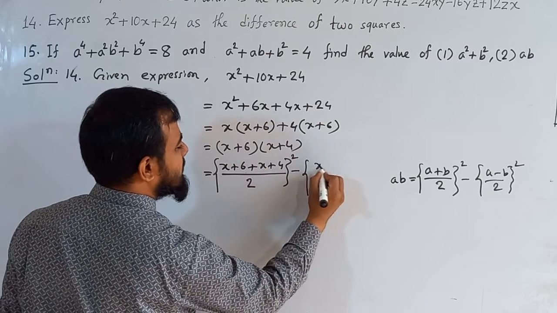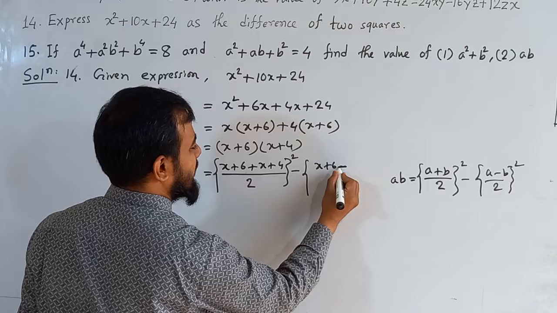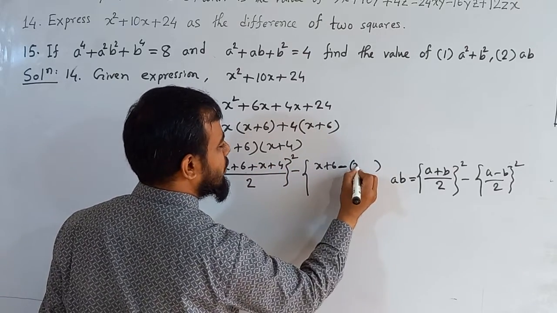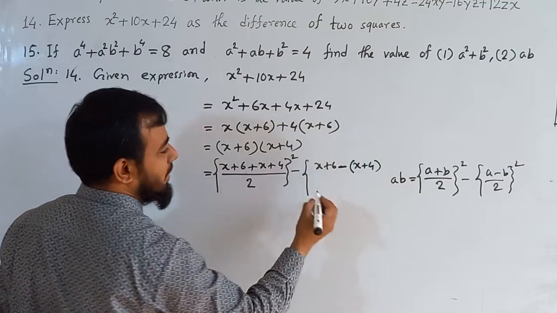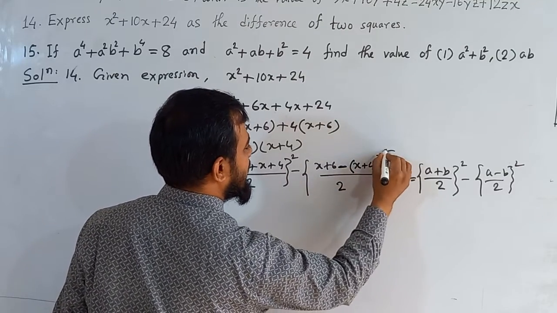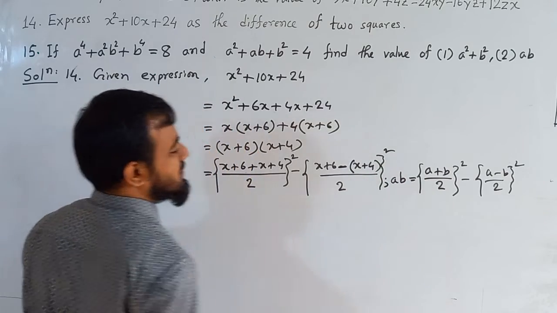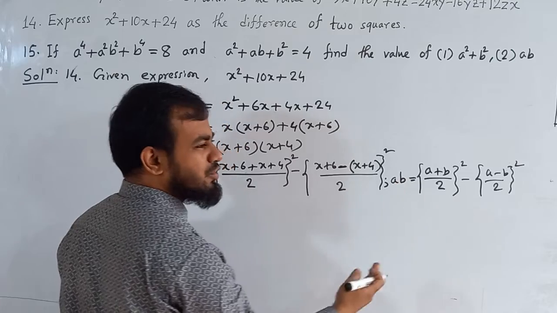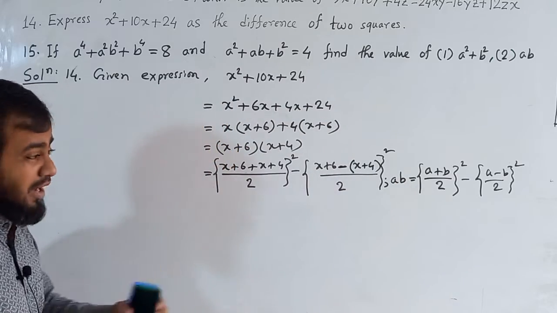So A is x plus 6 here. Minus sign, we have the minus sign before B. That's why I am going to use the bracket, because I am afraid about the minus sign every time. It's divided by 2 squared. And the side note is a must here, because we have applied AB equal to (A plus B by 2) whole squared minus (A minus B by 2) whole squared here.